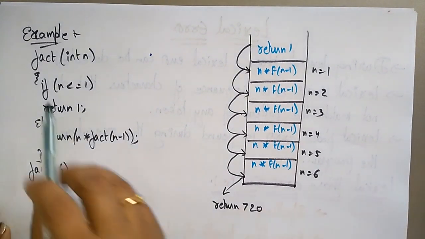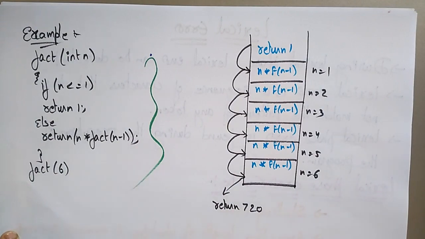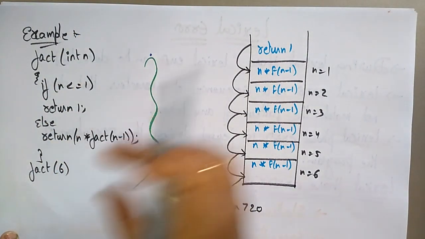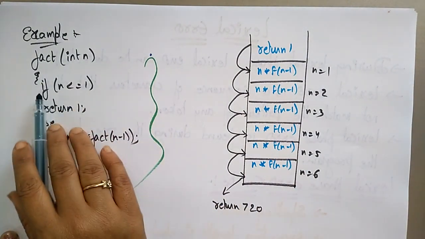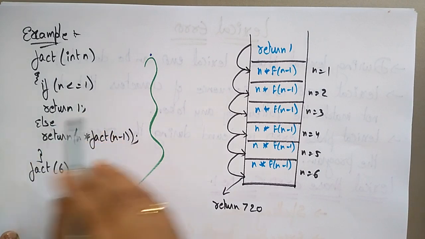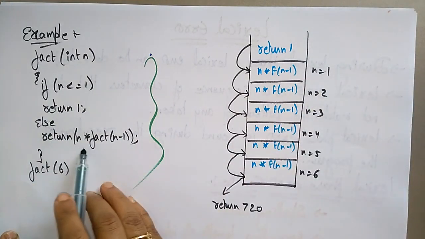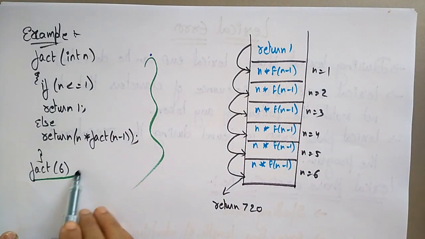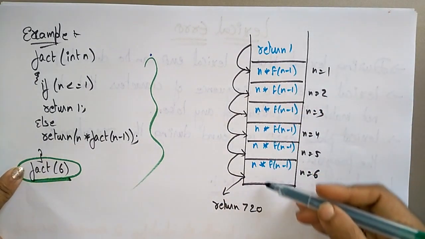This is an example of a program where the factorial has to be stored. Each and every step has to be stored in the stack. Fact(int n): if n is less than or equal to 1, it has to return 1. Else, it returns n times factorial of n minus 1. So, up to factorial of 6, the factorial of 6 will be placed on the stack.